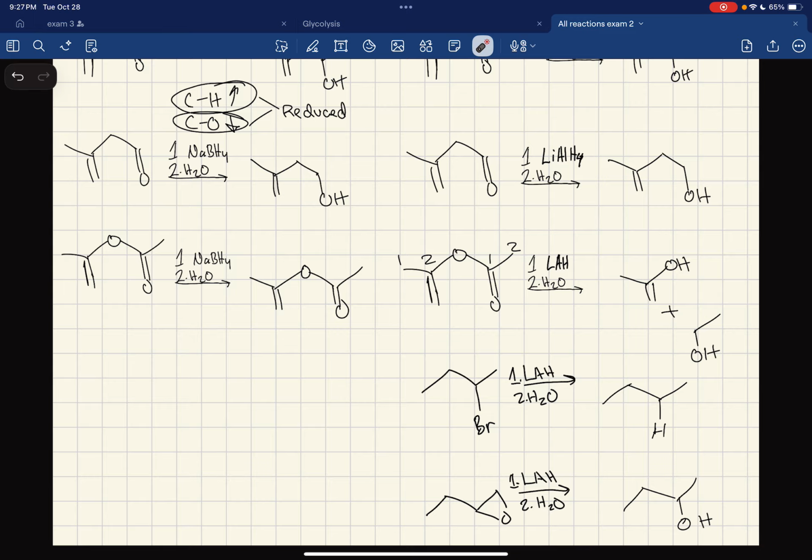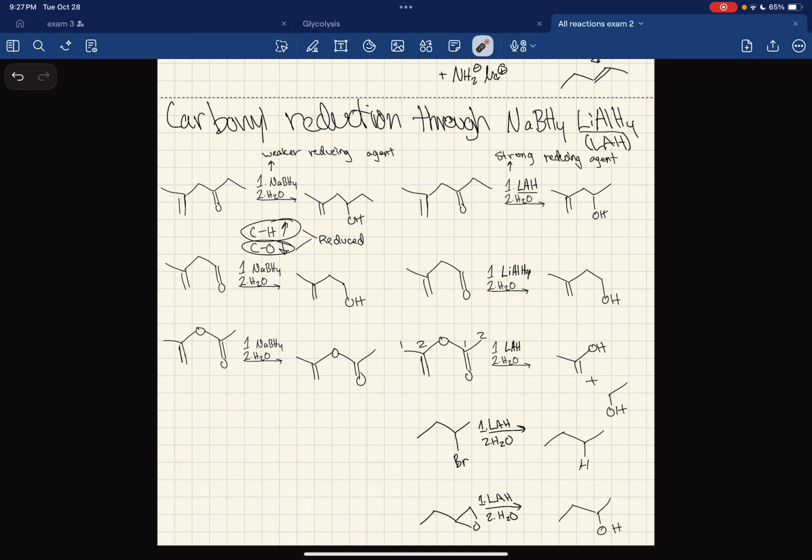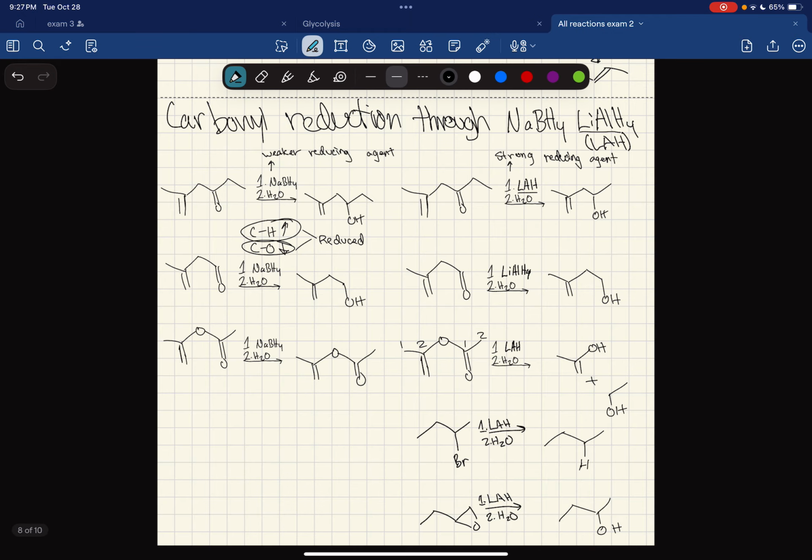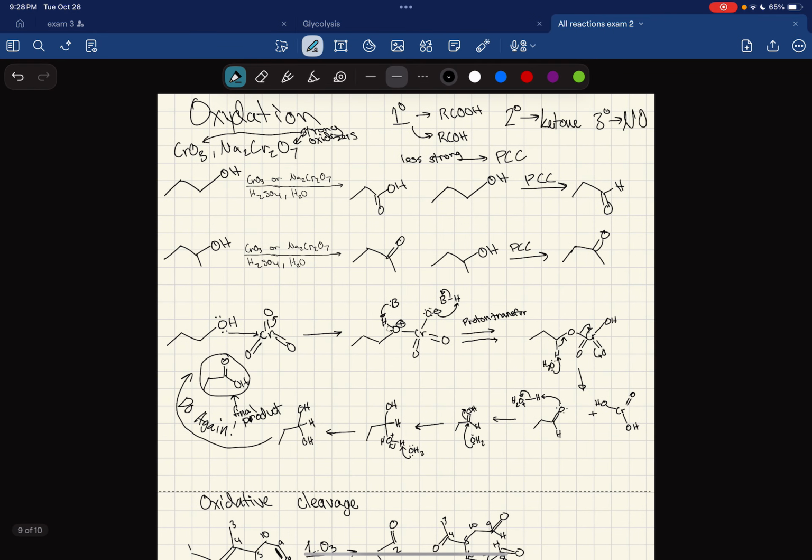You don't need to know the mechanism for all these in this test. I'm pretty sure you do need to know it for next test. So it doesn't hurt to know it and learn it right now. But you can just remember that all of these basically are an H- ion coming in and performing nucleophilic attacks. We are almost done.